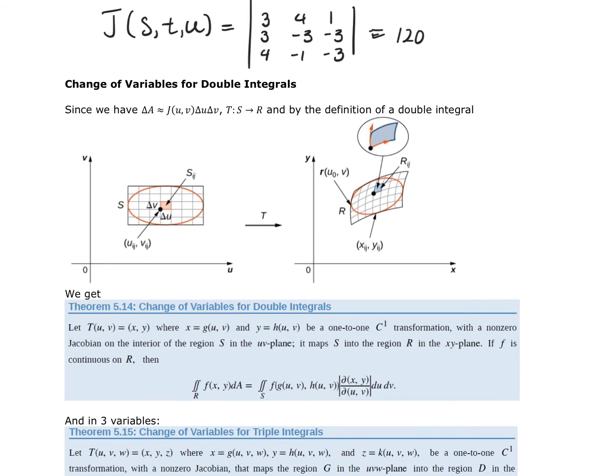Now, the whole reason that we learn all of this is to make our integration easier. Suppose our area is approximately equal to our Jacobian multiplied by delta u, delta v, where T is the transformation from S into R. And we're using the definition of the double integral. So here's what's happening. We end up with this.